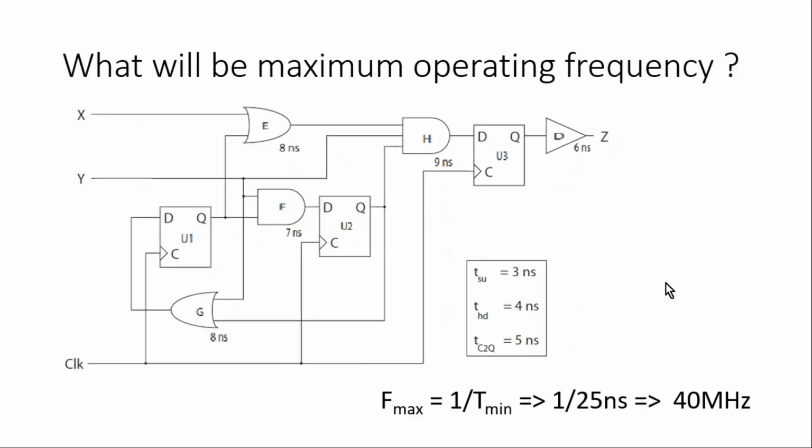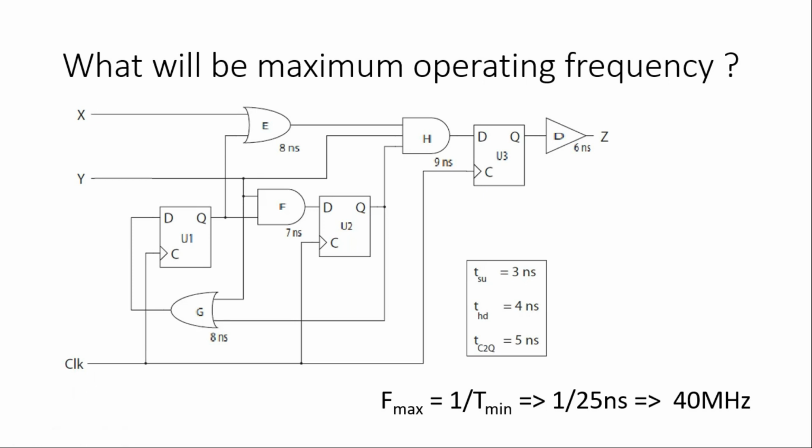Now after calculating T minimum, that is the minimum time period of operation, it is very easy to calculate the maximum operating frequency. Maximum operating frequency will be the inverse of T minimum, and T minimum is 25 nanosecond. 1 by 25 nanosecond will be equal to 40 megahertz. So the maximum operating frequency for this path will be 40 megahertz. And obviously for all the other paths, this operating frequency will be higher. But the entire design works on a single clock. So we have to choose the lowest one so that all the paths can work very smoothly.